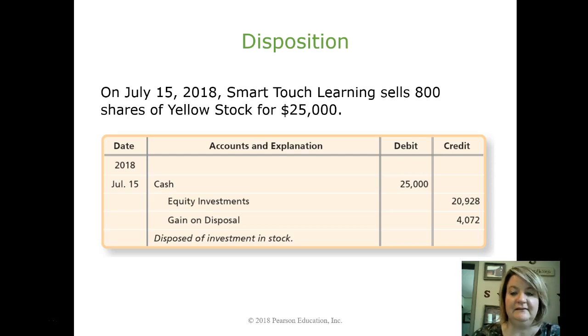So to recognize that, on July 15th, 2018, SmartTouch Learning sold its shares of stock for $25,000. This is how you would record it: cash debit of $25,000, equity investments, a credit of $20,928, and a gain on the disposal of the investment in the stock of $4,072.